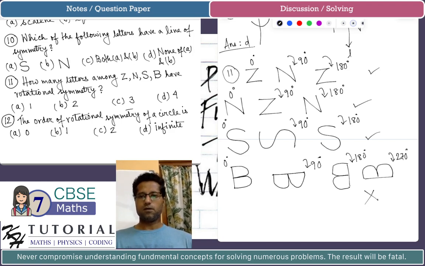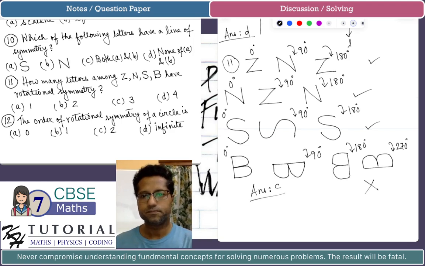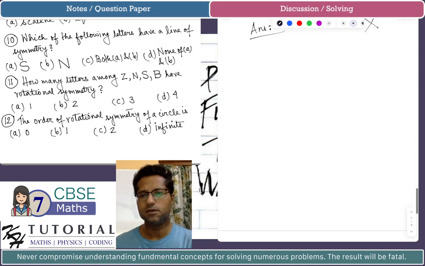So, among the letters Z, N, S, B, only 3 letters, Z, N and S, have rotational symmetry. So the correct choice is C. Correct choice is C. Okay. Let's do question number 12.